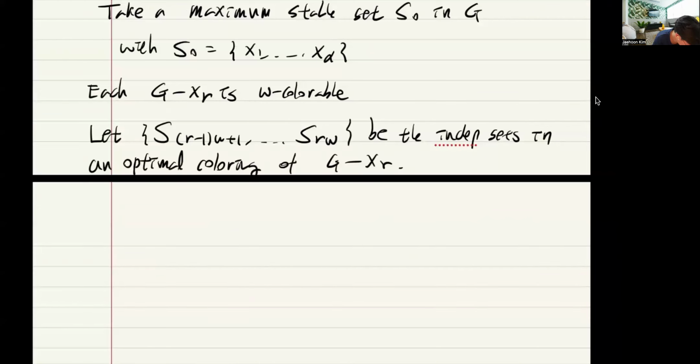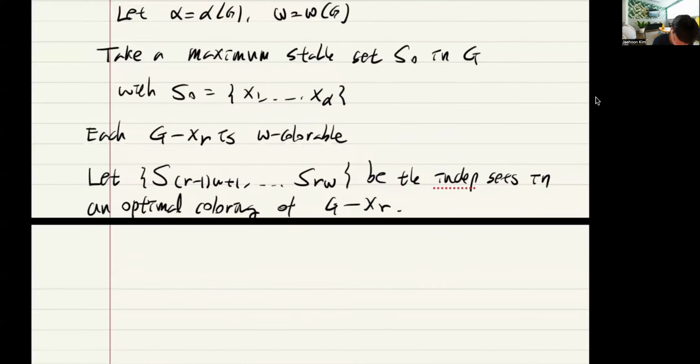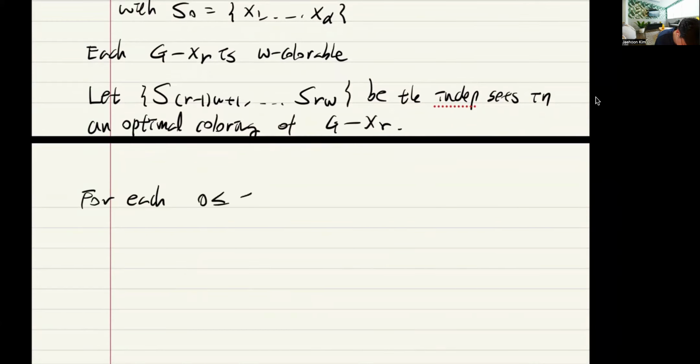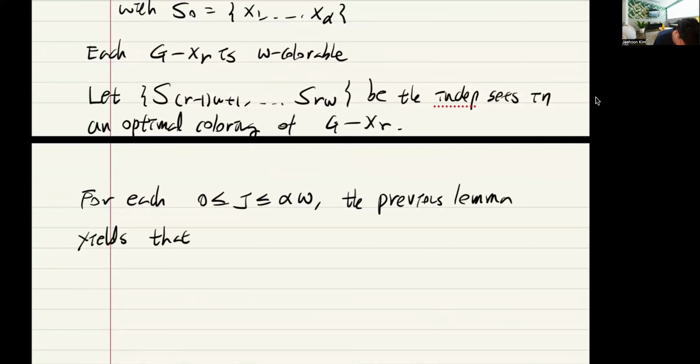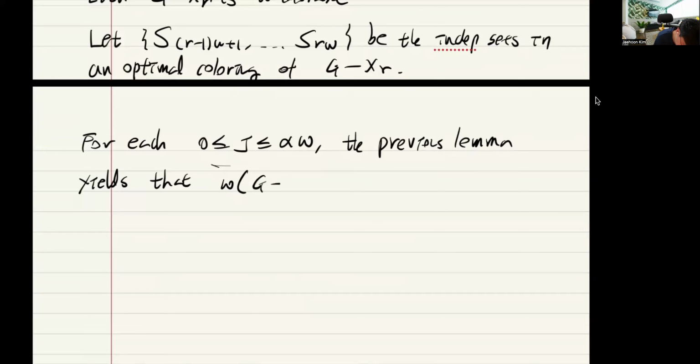Roughly our plan is you take many independent sets and many cliques, and then see how they are intersecting. And then we will show that those intersecting patterns are not possible, to derive a contradiction. So these are the independent sets. And for each J between 0 and alpha, we apply the previous lemma, where the clique number of G minus Sj is omega. So you want to find the clique Qj which is disjoint from this Sj.